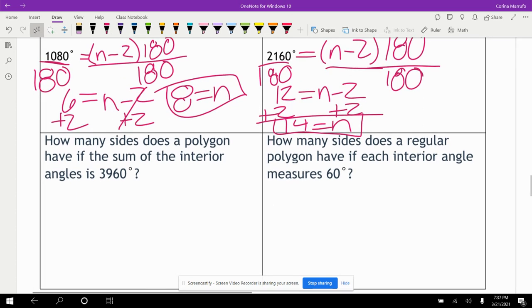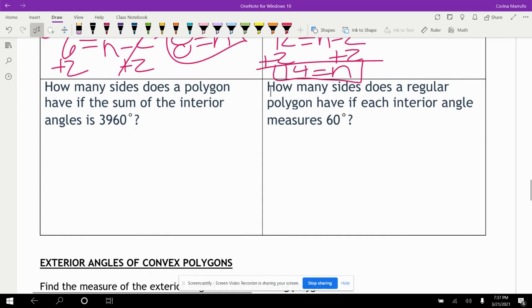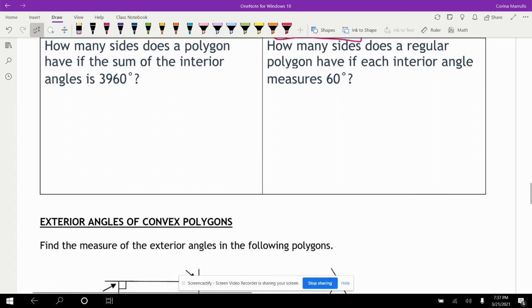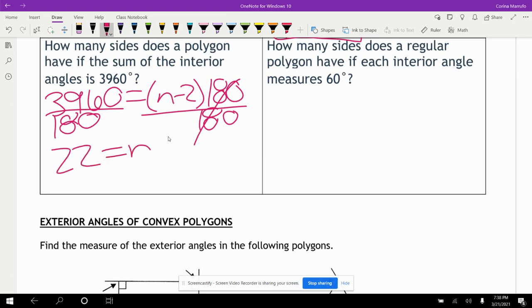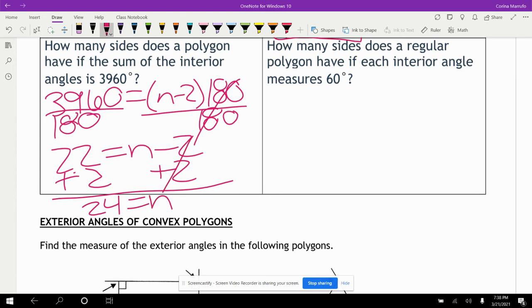Okay, this one says, and this is in terms of words, how many sides does a polygon have if the sum of the interior angles is 3,960? So I'm going to take the 3,960 and set it equal to n minus 2 times 180. I'm going to divide both sides by 180. Okay, this cancels. So 3,960 divided by 180 gives me 22. And then to solve for n, I'm going to add 2 on both sides. This gives me 24 equals n. That's it.